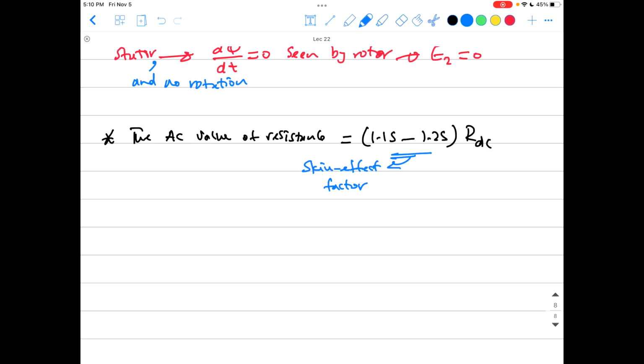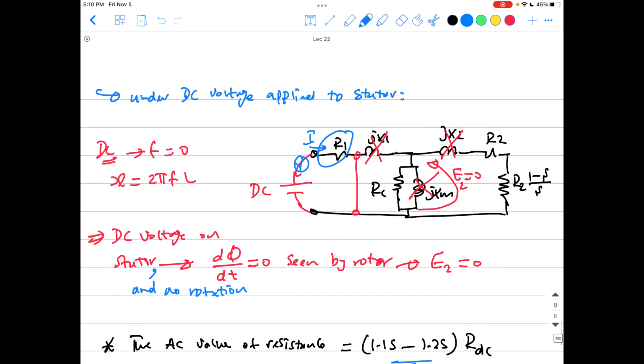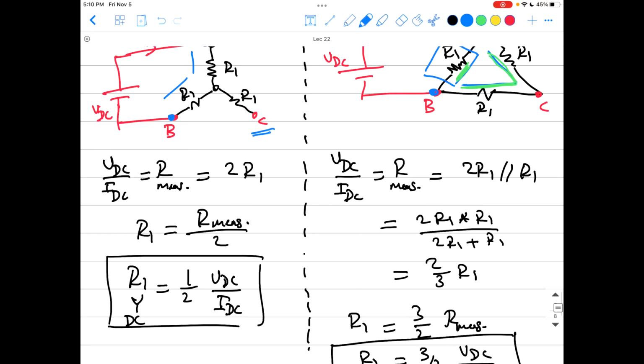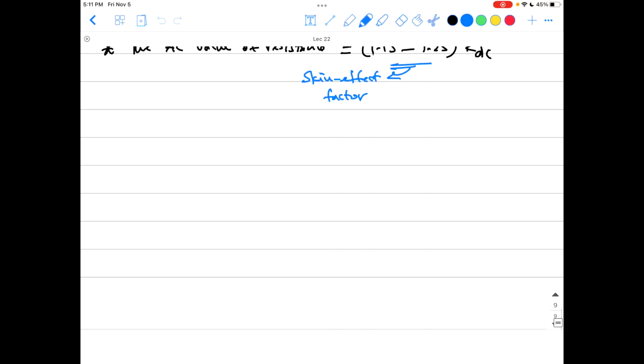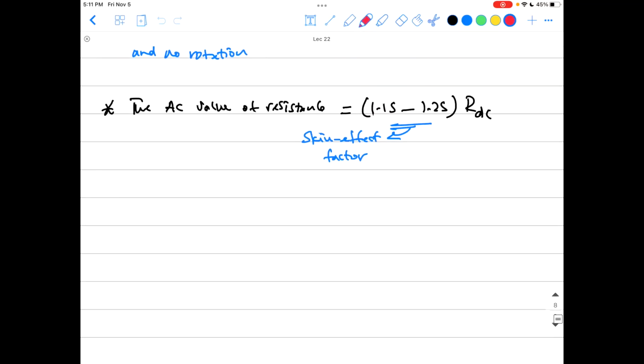Okay, so that is the first test to do. From it we find the resistance of the stator winding. Actually, it's the per-phase resistance. Bear that in mind all the time. Now we have one test and found one parameter: the resistance of the stator winding, R1.